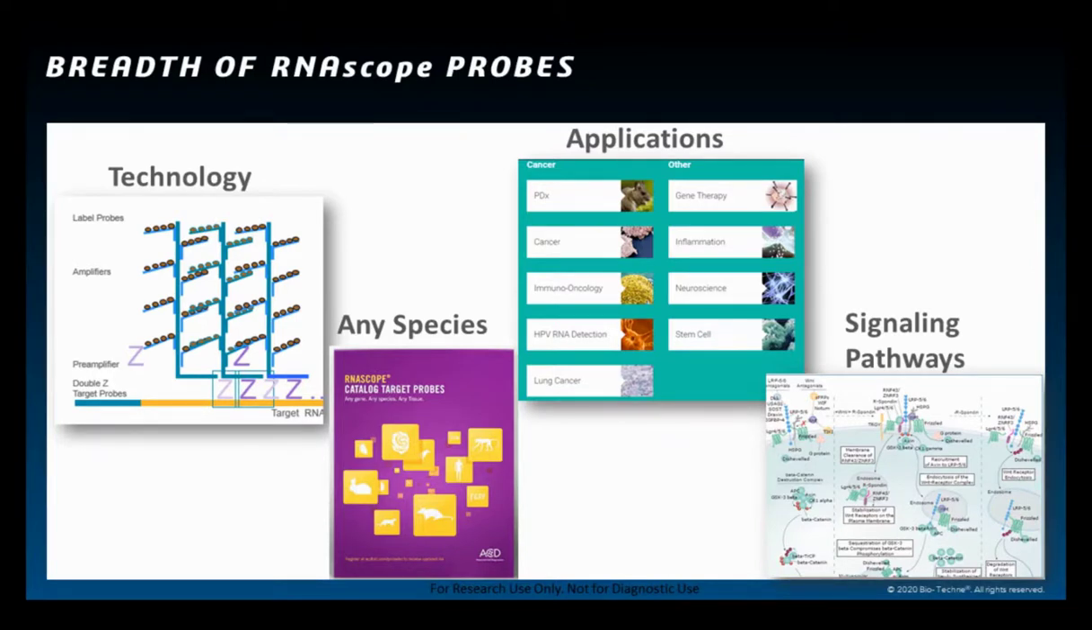Next, ACD can design probes for virtually any species and have done so in over 200 species, covering most applications that are highlighted on our website. For example, the majority of our probes are designed in human and mouse. On our website, you'll be able to find the applications area to demonstrate how these probes are used in the most common applications, including infectious diseases, cancer, neuroscience, and gene therapy. We've also added support for signaling pathways such as WNT or JAK-STAT and indicated the probes we have available within that pathway.